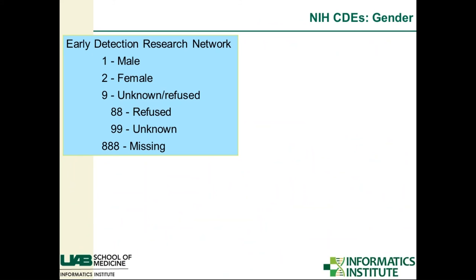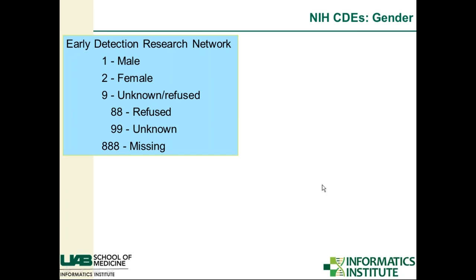There's a lot of overlap in the domain. So when I was working on this at NIH, they said, well, let's see if we can reconcile these things. And that's when I said, I'm going to leave NIH and go to UAB so I don't have to do this. So here's one. I just looked at gender, and smoking is much worse. But gender, you'd think that would be easy, right? A standard way to collect gender information.